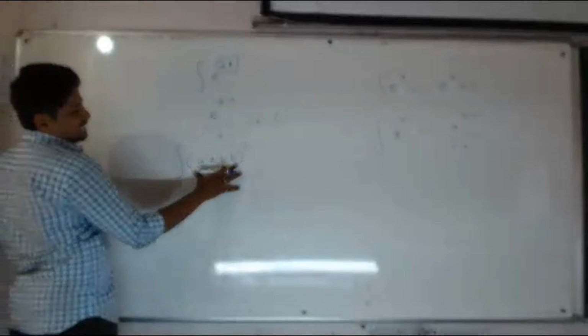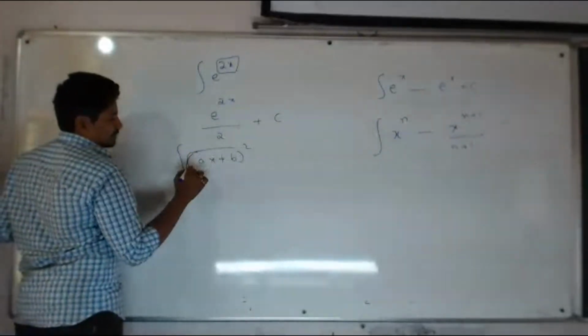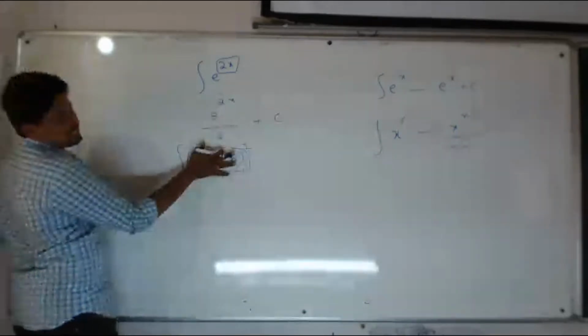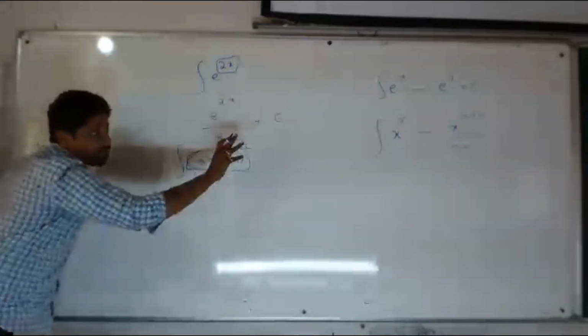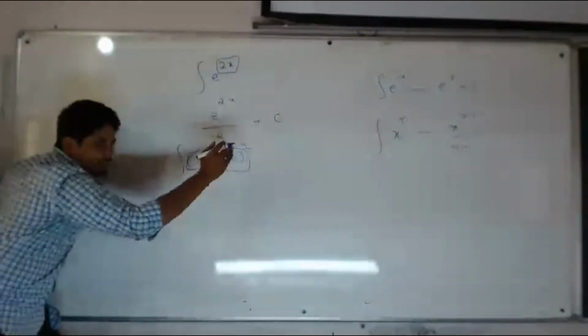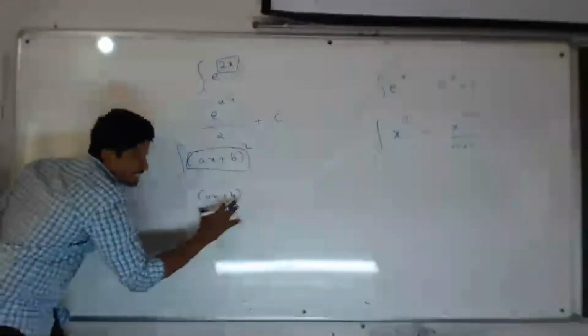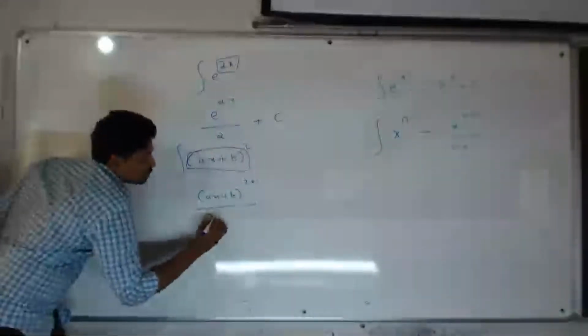If you consider this as x, it will convert to the form x power n. For x power n, it is x power n plus 1 by n plus 1. For this, it will be ax plus b as x, and it will be power 2 plus 1 by 2 plus 1.